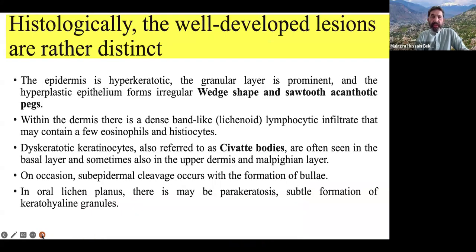Histopathologically, the very important thing is that the epidermis is hyperkeratotic, the granular layer is prominent, and the hyperplastic epithelium forms an irregular wedge shape or sawtooth. This sawtooth acanthosis is a characteristic feature of lichen planus, always. This is one of the important differentials from other variants of lichen planus.